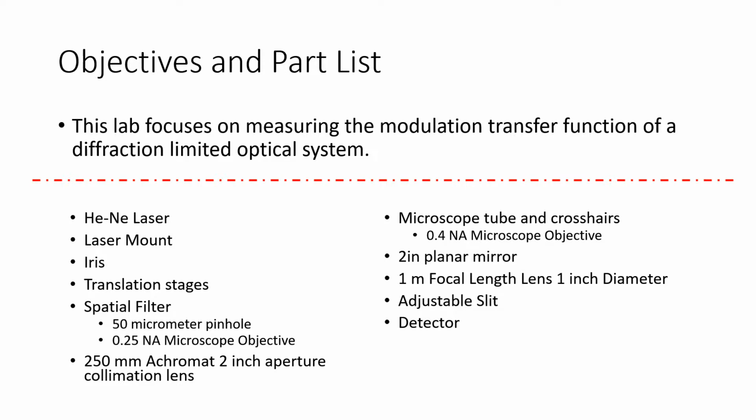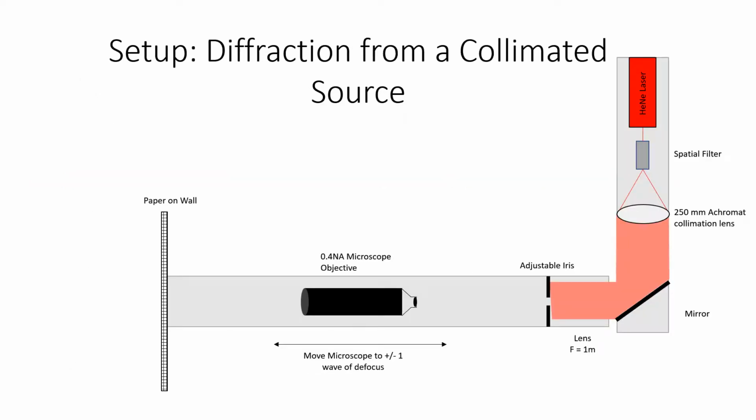The objective of this lab was to measure the modulation transfer function of diffraction limited optical systems. The part list that we used in lab is listed below. We started by observing the diffraction pattern from a collimated source. With an iris after the collimation lens closed down to its smallest size, we moved the microscope along the rail and observed the diffraction from the circular aperture.